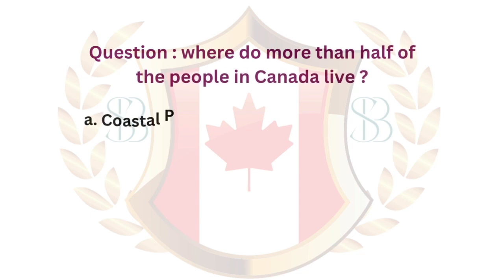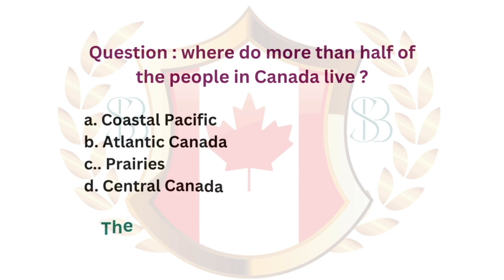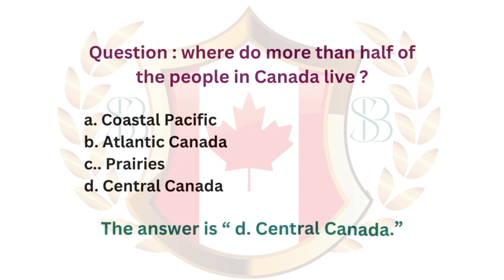Question: where do more than half of the people in Canada live? A. Coastal Pacific. B. Atlantic Canada. C. Prairies. D. Central Canada. The answer is D. Central Canada.